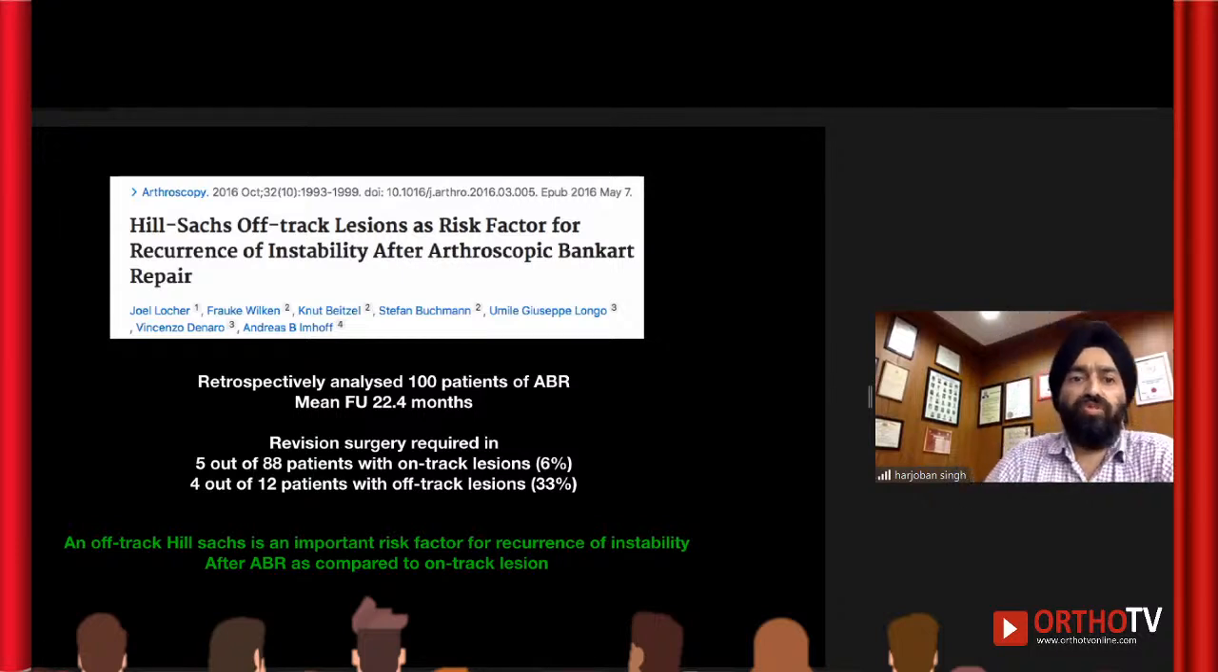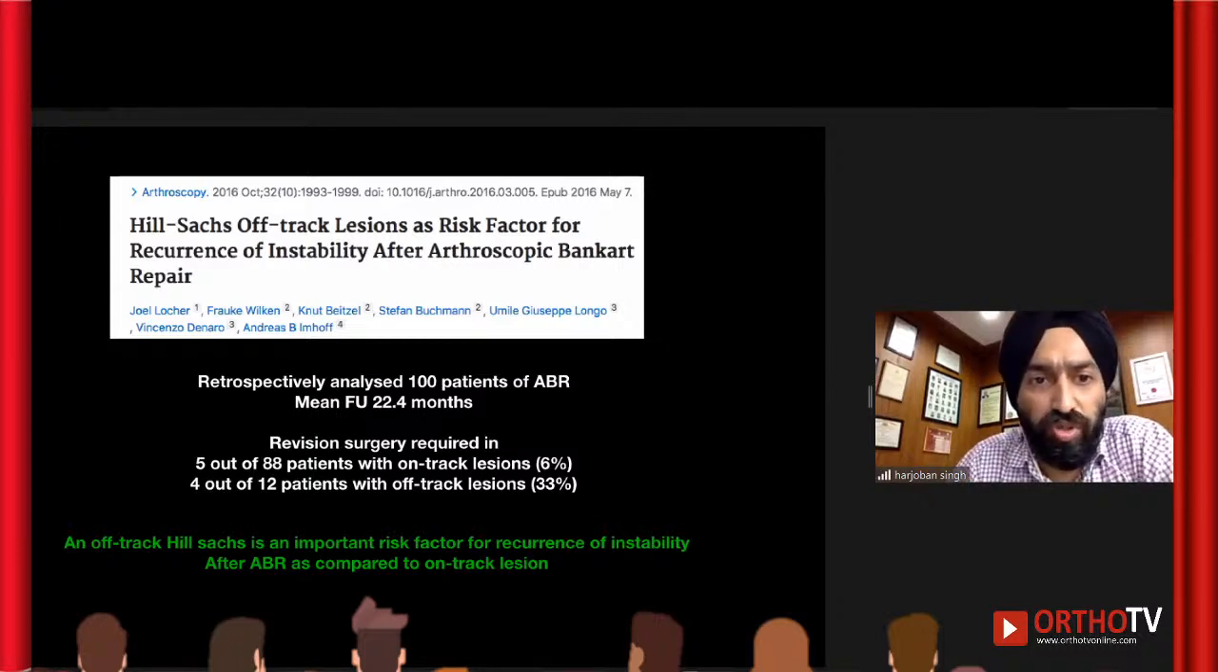So this study was by Locker, and they assessed 100 patients of arthroscopic Bankart repair retrospectively with a mean follow-up of 22.4 months. And in their patients, revision surgery was required in 6% of on-track lesions and 33% of the off-track lesions. So this on-track, off-track concept is very important to recognize the risk of instability after your repair has been done.